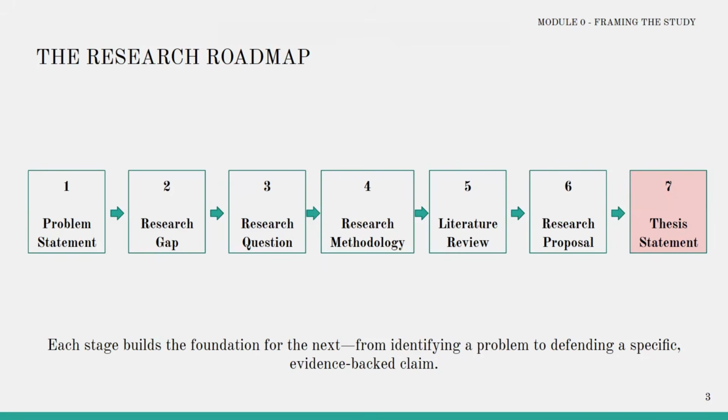Each of these stages builds the foundation of the next, so we cannot skip one and go to the next. Maybe some skills like literature review and research methodology are interconnected, but we cannot skip any. From identifying a problem to defending a specific evidence-backed claim, we need all of this. In this part, like I said, we're going to cover the first three stages. We have divided the presentation into three modules: module 1, 2, 3, problem statement, research gap, and research questions.